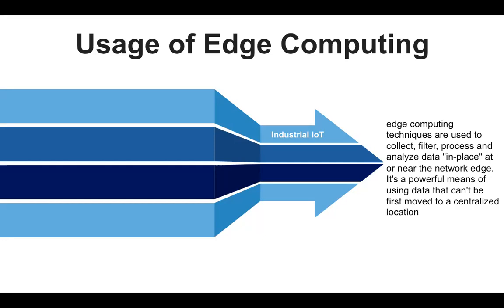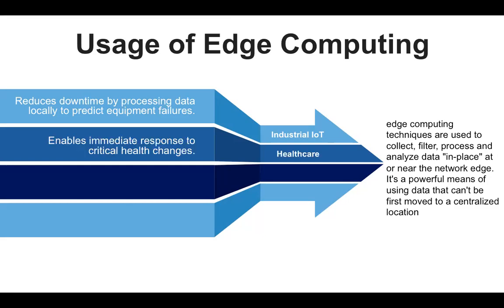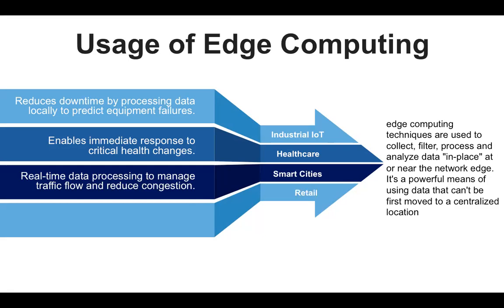Industrial IoT: how edge computing has benefited the industries, reducing downtime by processing data locally to predict equipment failures. Healthcare and medicine: it enables immediate responses to critical health changes. Smart cities: real-time data processing to manage traffic flow and reduce congestion. Retail: local data processing for instant insights and recommendations.